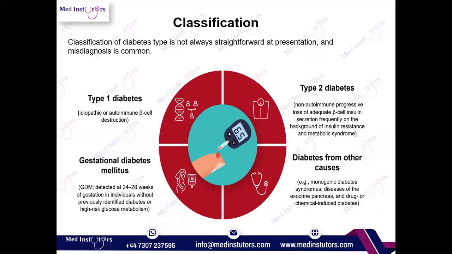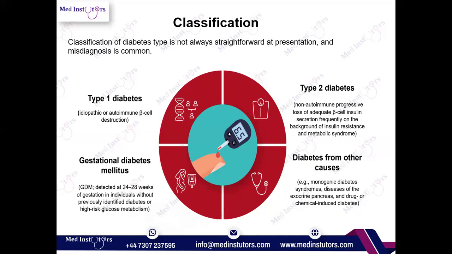And type 1 diabetes, of course, you all know, is an autoimmune disease, and sometimes the beta cells of the islets of Langerhans, where the insulin is produced in the pancreas, get destroyed. So that results in type 1 diabetes. And type 2 is essentially a non-autoimmune progressive loss of adequate beta cell insulin secretion, frequently on the background of insulin resistance and metabolic syndrome.